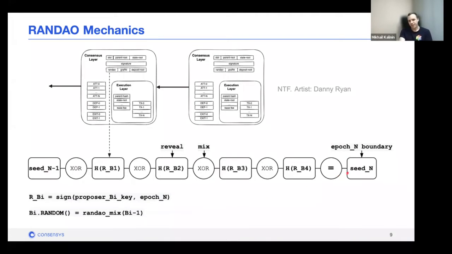Also, the RANDAO mix at the end of each epoch is called the seed. This seed is used to sample validator sets and attestation committees and so forth, and it's used by the beacon chain itself. So that's the high-level mechanics of how randomness is obtained on the beacon chain.